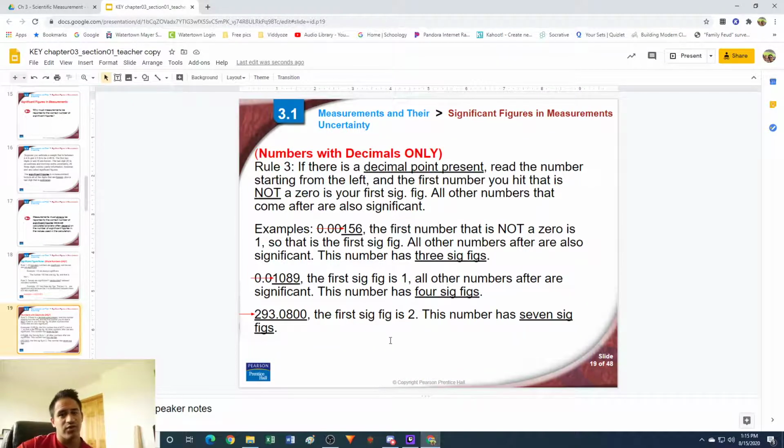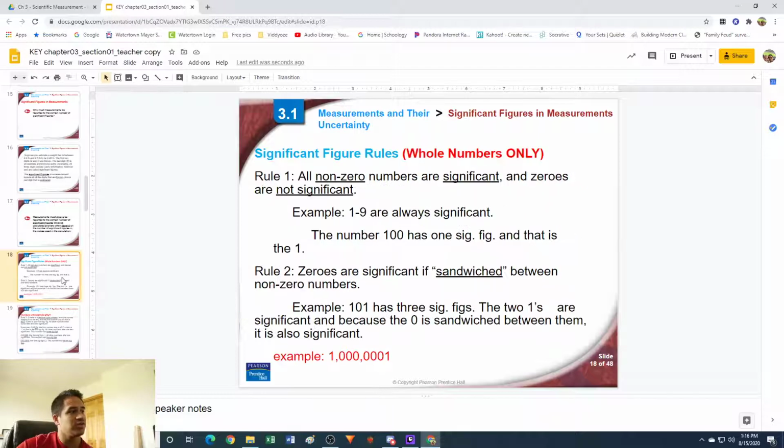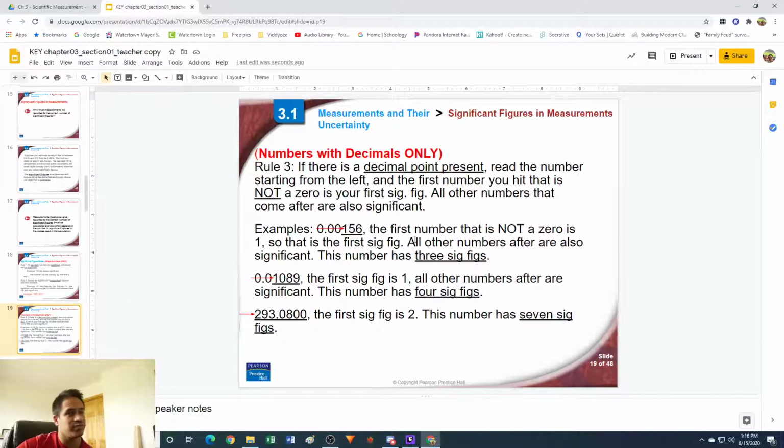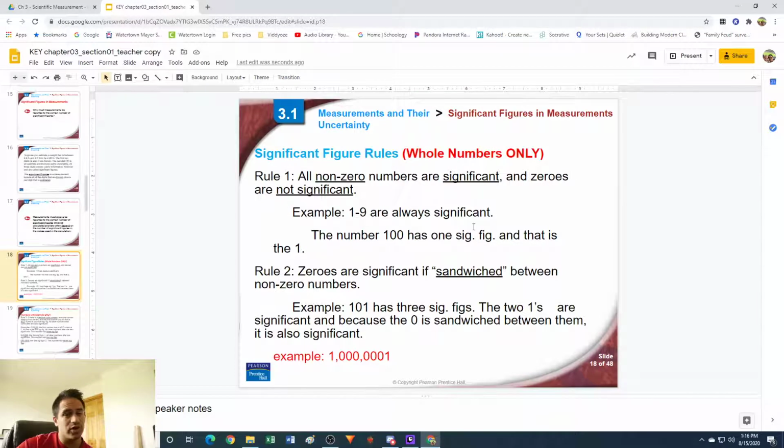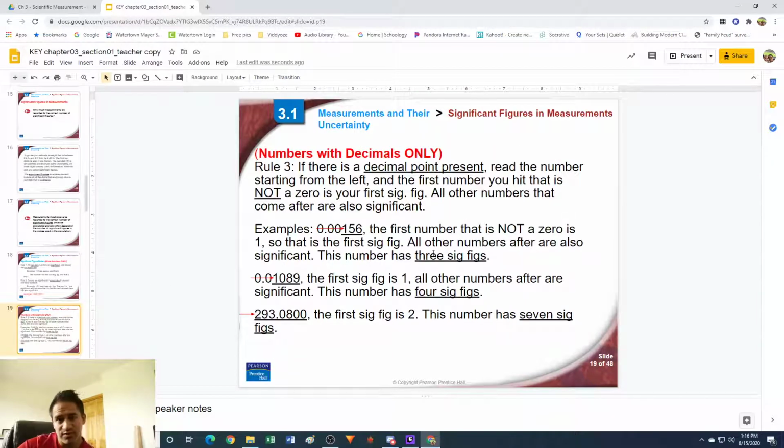As for the third rule, this one is with decimals. This rule that we're about to talk about does not apply to numbers that are whole numbers. It only applies to numbers with decimals, and these first two rules with whole numbers do not apply to numbers that have decimals in them. So if there is a decimal point present in your number, the easiest way to do it is to read your number starting from the left, kind of like working your way in. The first number that you hit that is not a 0, that is your first sig fig. All other numbers that come after that automatically count as being significant.